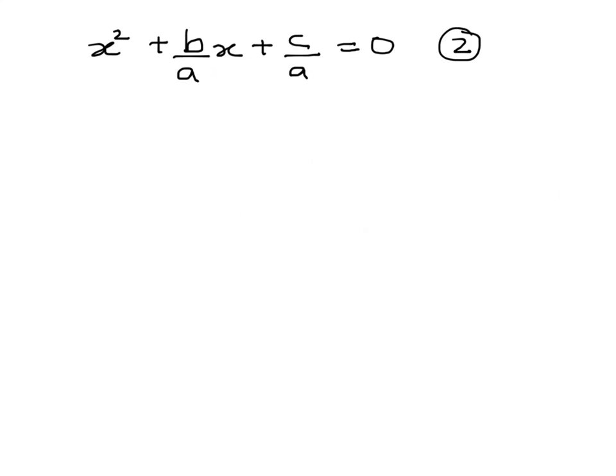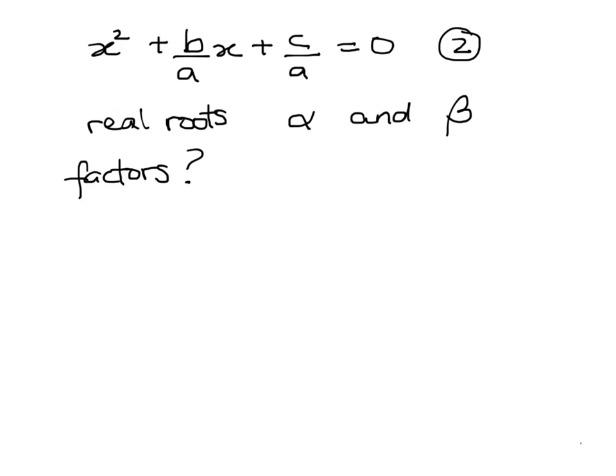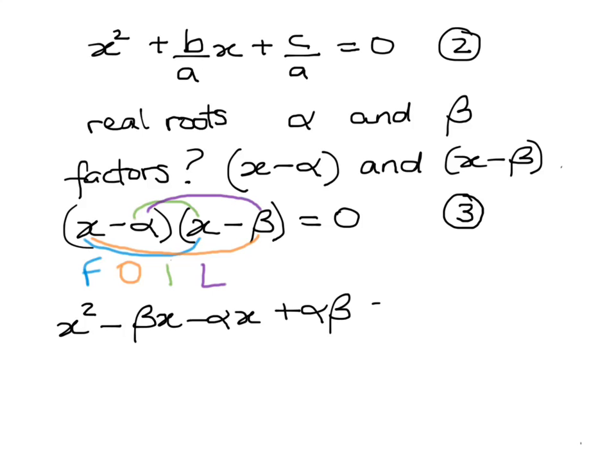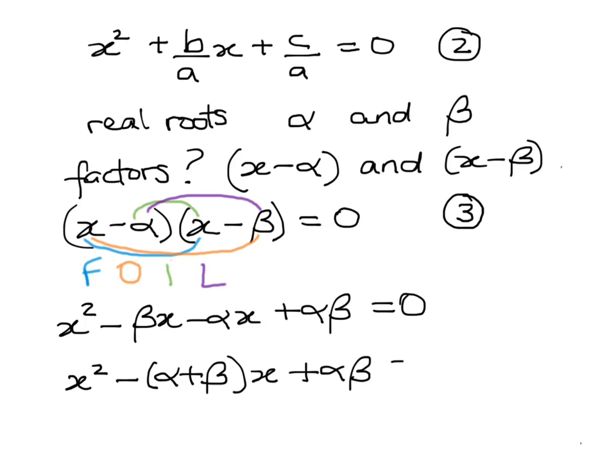So proceeding with equation 2, suppose I tell you that those real roots are alpha and beta. Well, then what are the factors? It means the factors are x - alpha and x - beta, which means that I can rewrite equation 2 as (x - alpha)(x - beta) = 0. If I expand that, I get x² - beta x - alpha x + alpha beta = 0. Let's neaten that up. I get x² - (alpha + beta)x + alpha beta = 0. And this is equation 4.